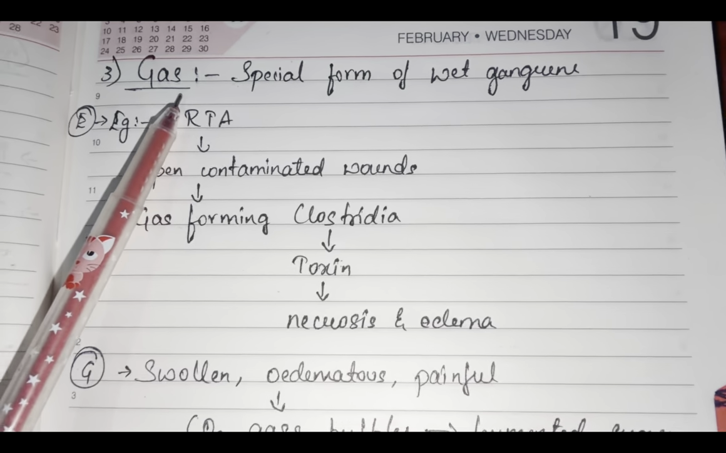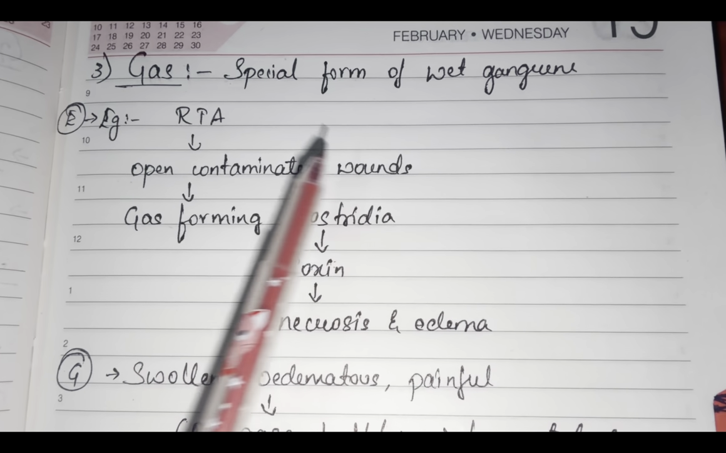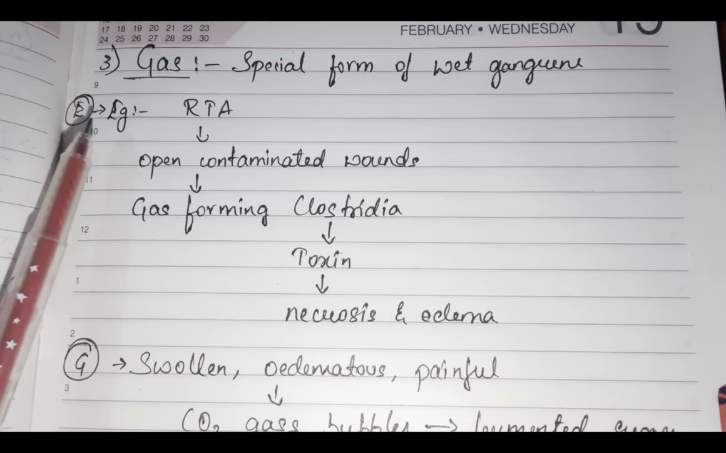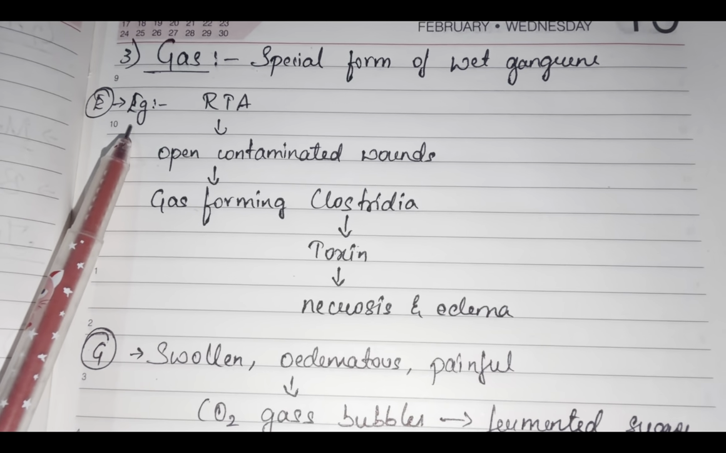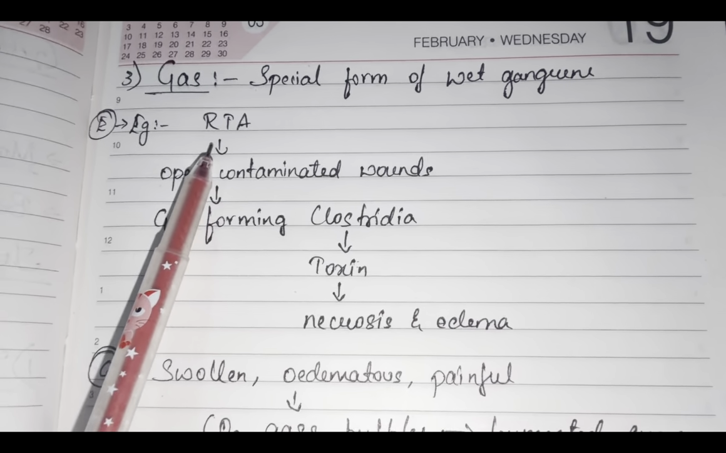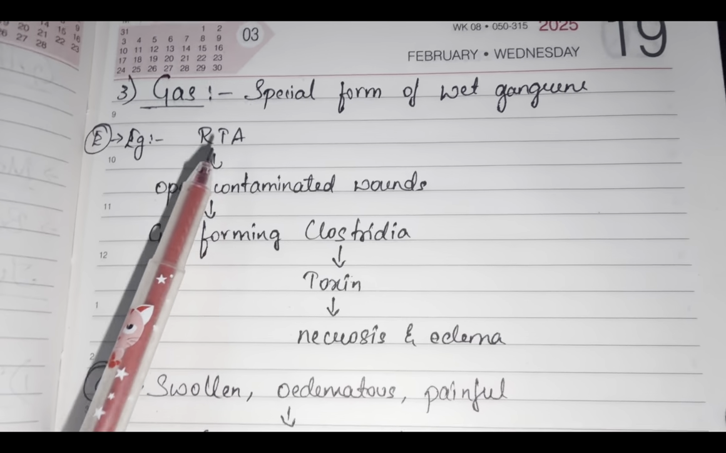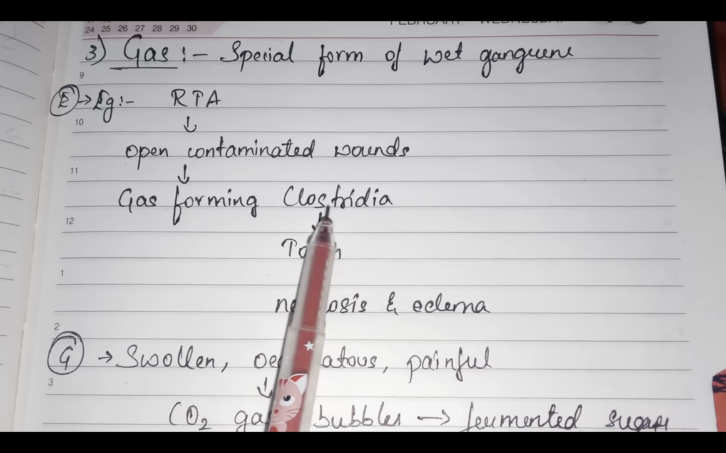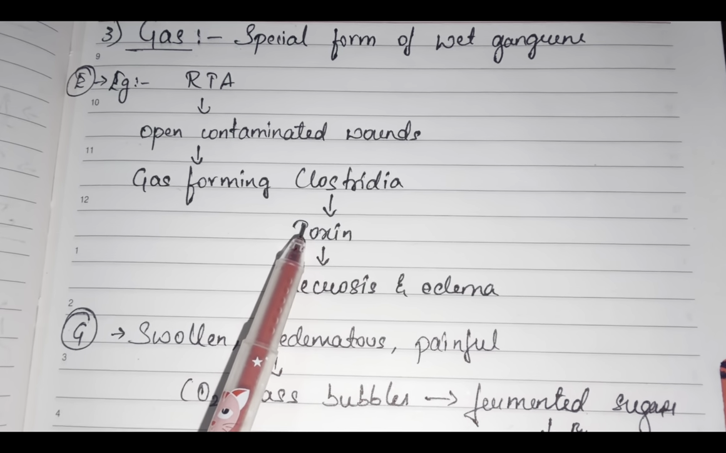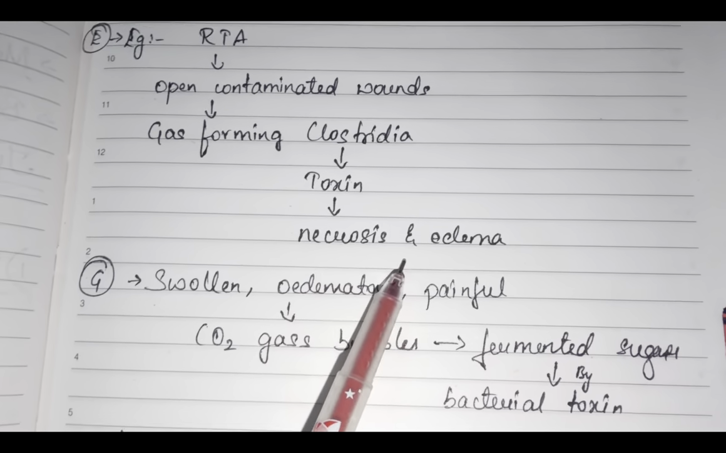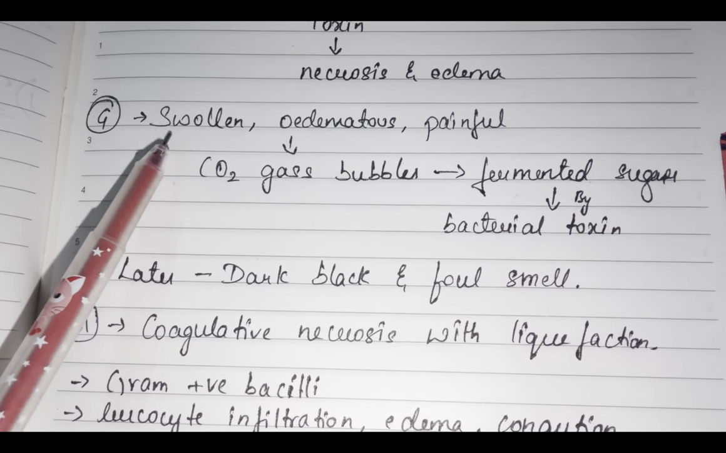Coming forward to gas gangrene, it is a special form of wet gangrene. The example which I have given here as the etiology is road traffic accident. In a road traffic accident, we can find open contaminated wounds which give entry to the gas forming Clostridia. In gas gangrene, the most common cause is gas forming Clostridia, which later on produces toxin, leading to necrosis and edema.